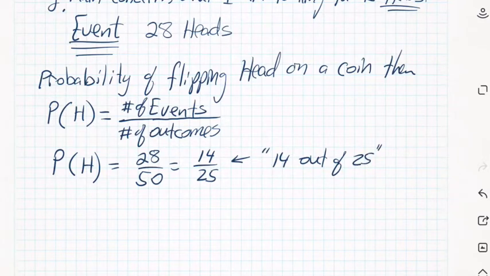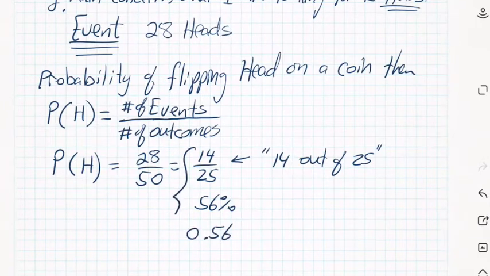We could also change that to a percent. That would be 56%. You could double check me on that. 14 divided by 25, and then multiply that by 100. Or we can write it as 0.56. So these are all ways of representing what the probability of flipping a head here is.